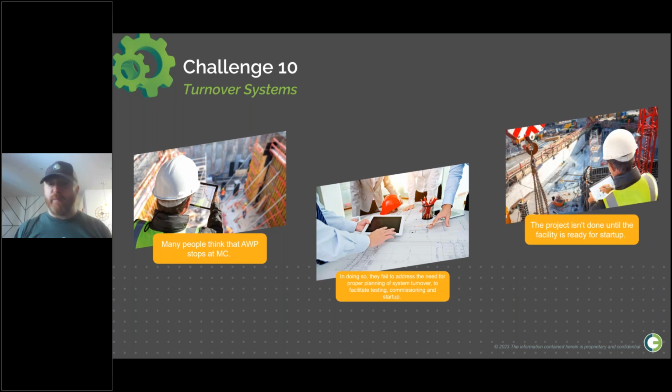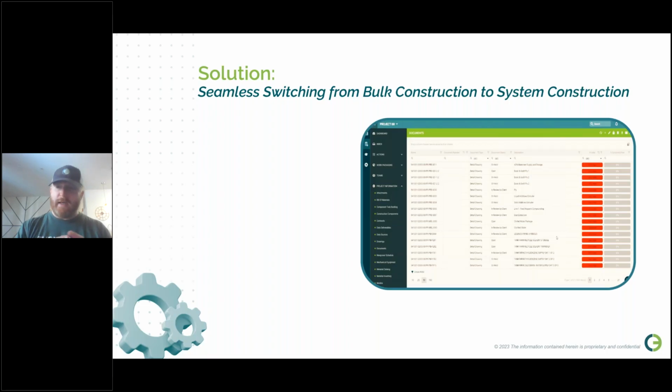The simple fact is the project is not done until the facility is ready for startup. The owner can't turn it on and start earning money, which is, let's be honest, in a lot of cases what they're doing this for, until such time as they can get the product flowing. So AWP needs to be able to look at everything all the way to the end of system completion. So the solution is facilitating the seamless switching from bulk construction to system construction.